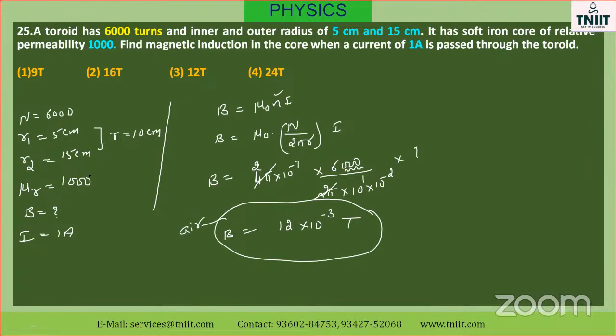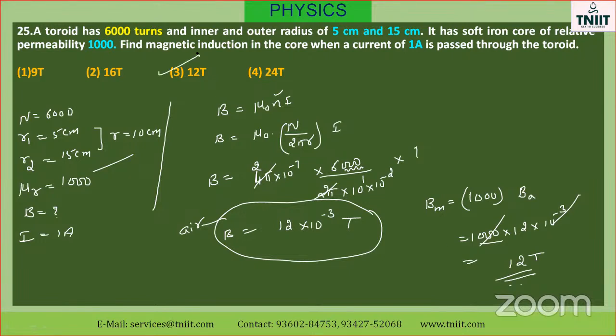But they are using some permeability, right? So the magnetic field in that given medium, with relative permeability 1000, is 1000 times the magnetic field in air. So that is 1000 into 12 into 10 power minus 3. 1000 can be taken as 10 power 3, and these will get cancelled out. So what is the magnetic field in that medium? The magnetic field in that medium will be equal to how many Tesla? 12 Tesla. So option 3 is the right answer.